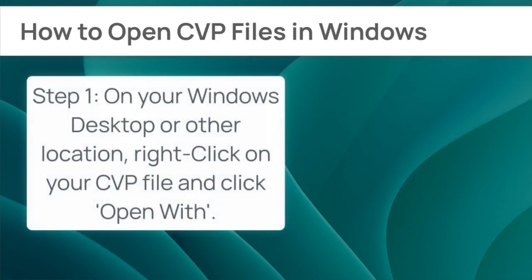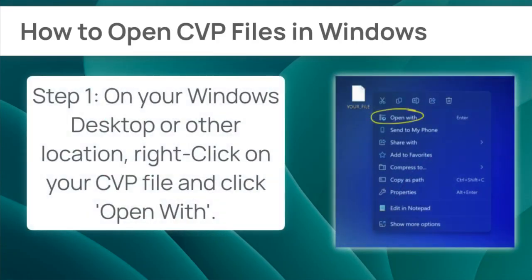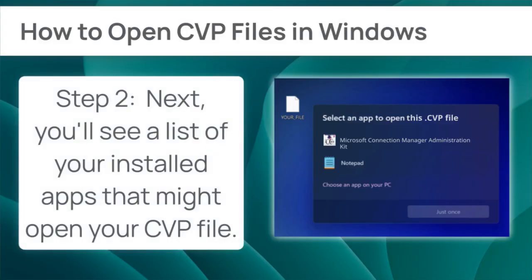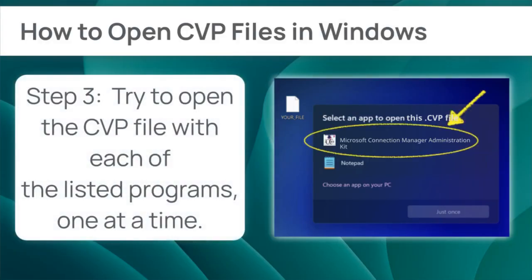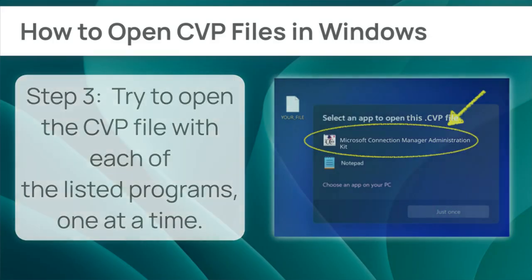We are testing every installed file handler. Right-click your CVP file and choose Open With. Test Microsoft Connection Manager Administration Kit first. If it fails, select another application. The correct reader is in that list.